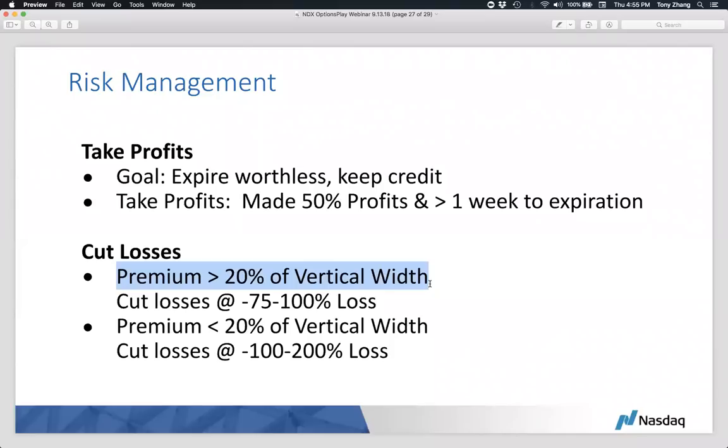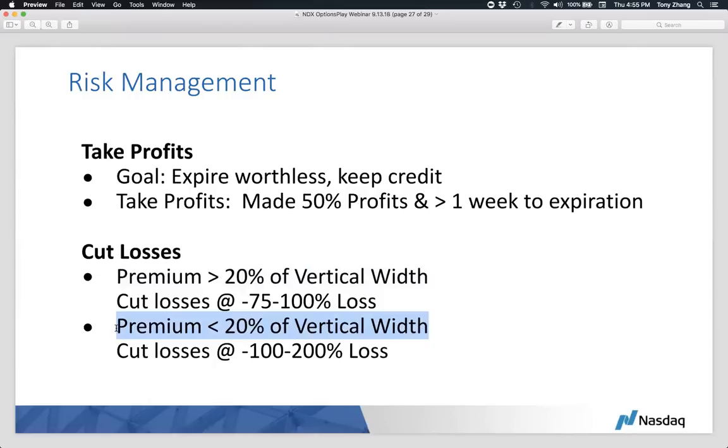If you're selling those really far out of the money credit spreads where you have a high probability of profit, this is where the premium you receive is less than 20% of the vertical width. This is where you want to cut your losses when you've lost more than 100 to 200% of the credit that you receive. These are some risk management tools that can help you avoid those really, really large losses, especially on those high probability trades where you do have quite a bit of exposure to the downside. Making sure that you have a plan for cutting your losses early will help prevent blowups in your account.